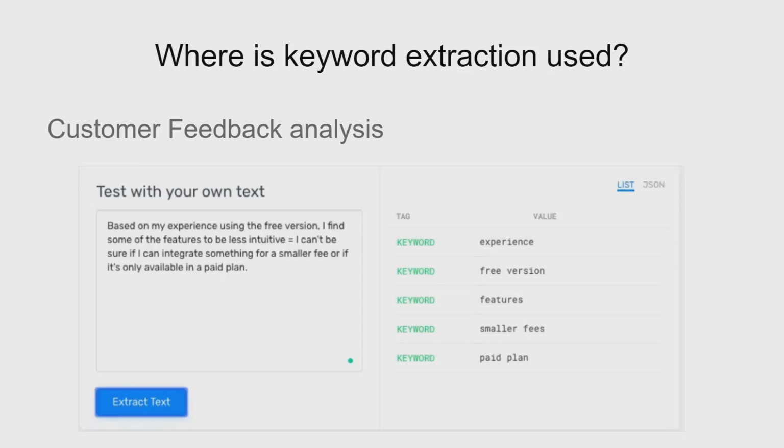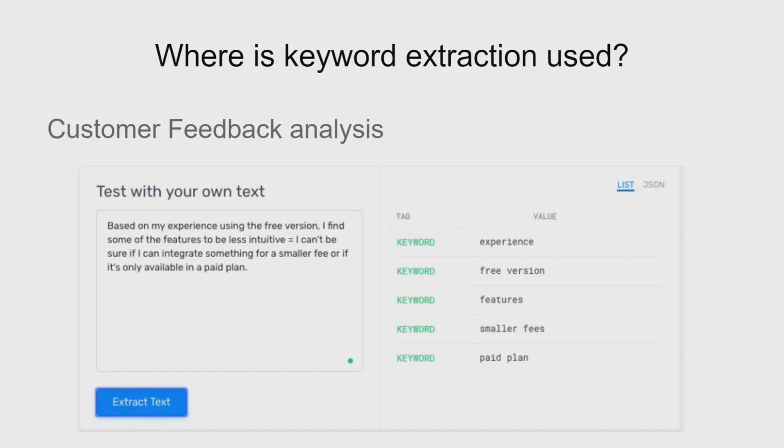Customer feedback analysis. You're given some information about how the customer interacted with your product, and you want to understand very quickly what they liked and what they did not like. How do you do that? By extracting keywords, figuring out what they liked, what is an important keyword, like smaller fees is a keyword. Are they associating it with a positive sentiment or a negative sentiment? That way we can aggregate all of the customer feedback very quickly.